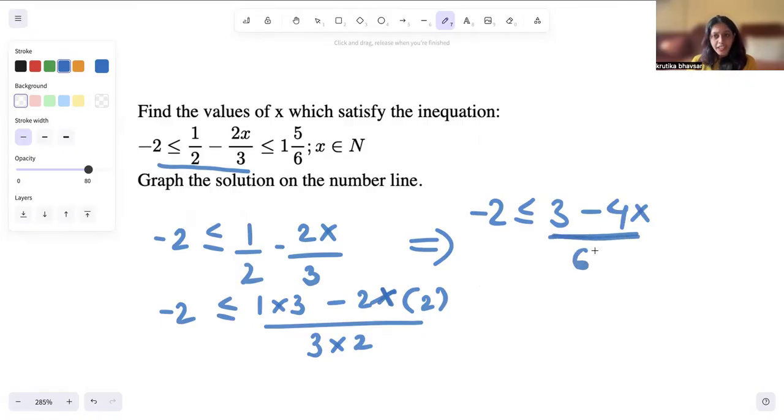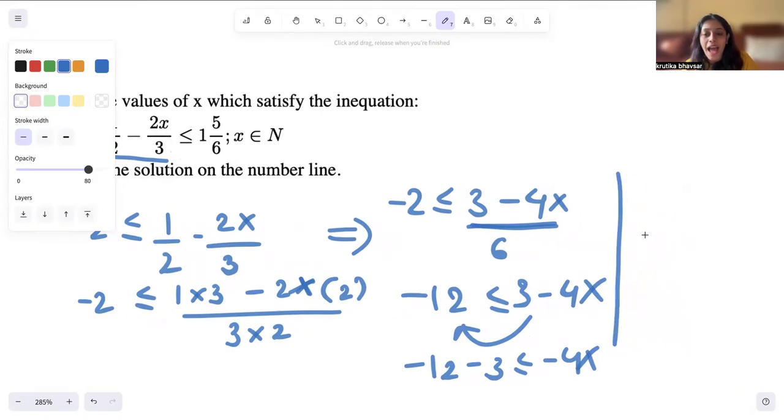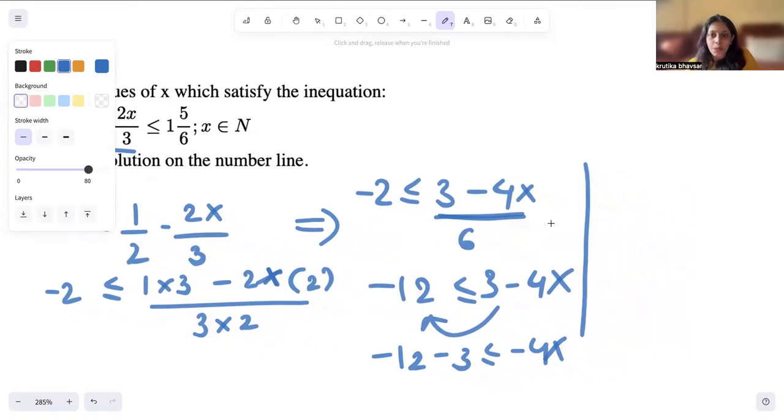Now 6 is a divisor for the entire expression, it is getting divided by it. So we need to take it to the other side. It goes to the other side becoming multiplication. And then we just have normal algebra. Okay, so we take it to the other side, which is minus 12. Minus 3 is less than or equal to minus 4x. Okay, what do we have here, students? I hope you have your pen and paper and you're doing it simultaneously with me. So you have minus 15 is less than or equal to minus 4 of x. Now minus and minus get cancelled because it is on both sides. So you have 15 over 4 is less than or equal to x.